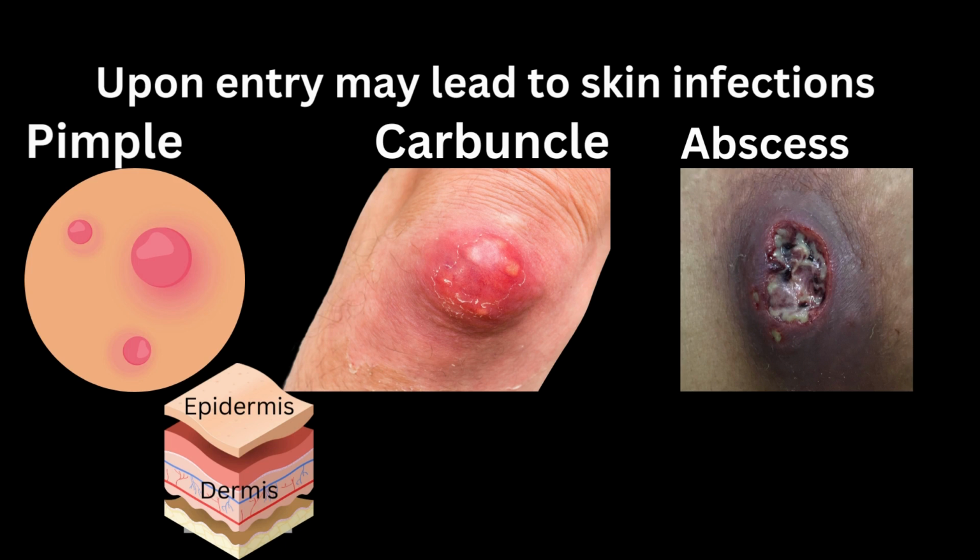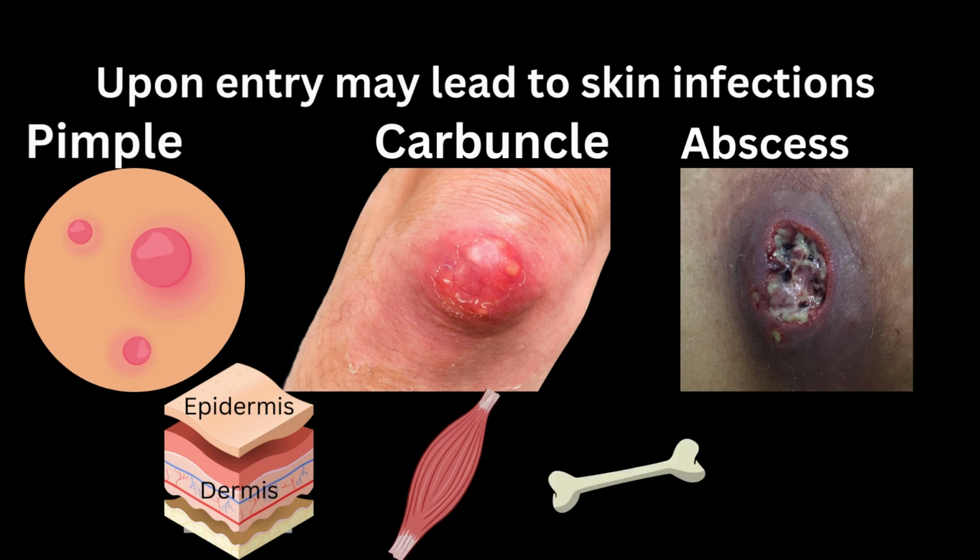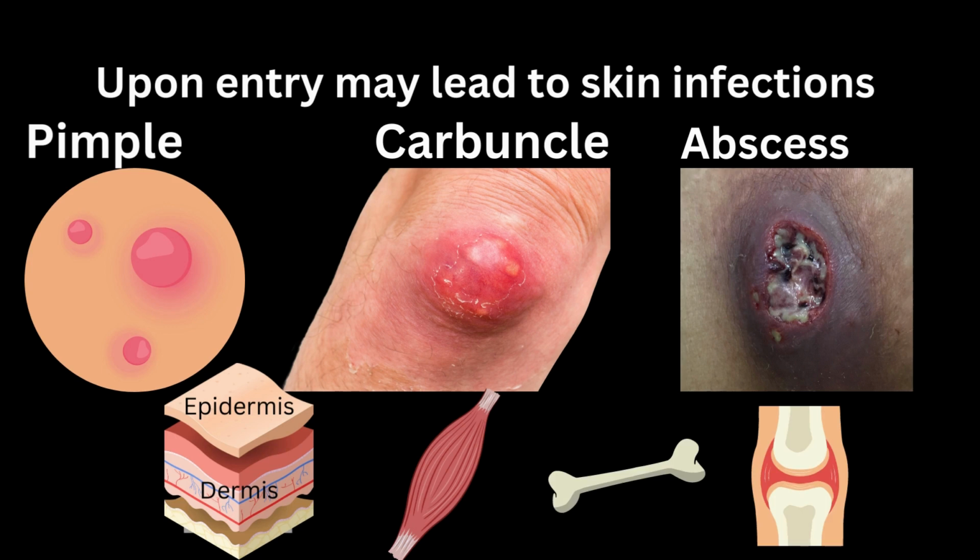When an abscess grows so big that it starts infecting the structures below the dermis as well, it can lead to infection of the muscle, ultimately leading to pyomyositis. It may also lead to infection of the bone, causing osteomyelitis, or an infection of the joint, leading to septic arthritis.